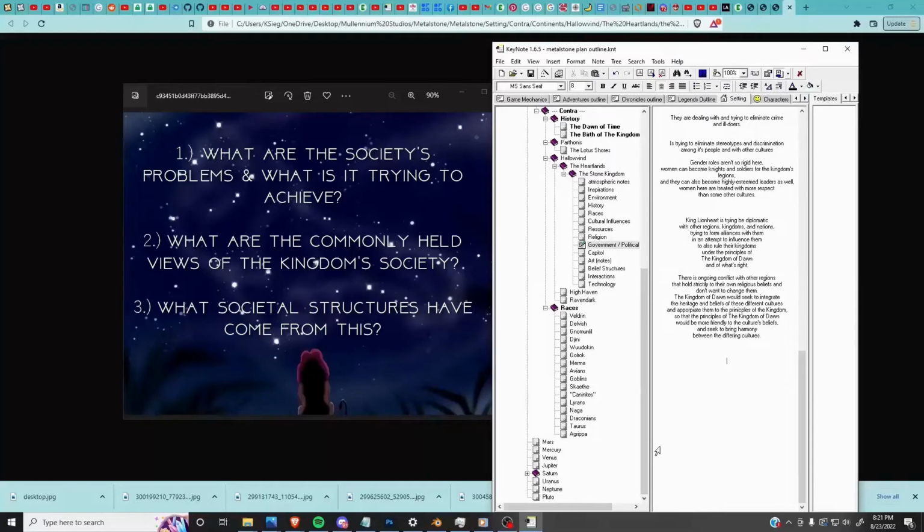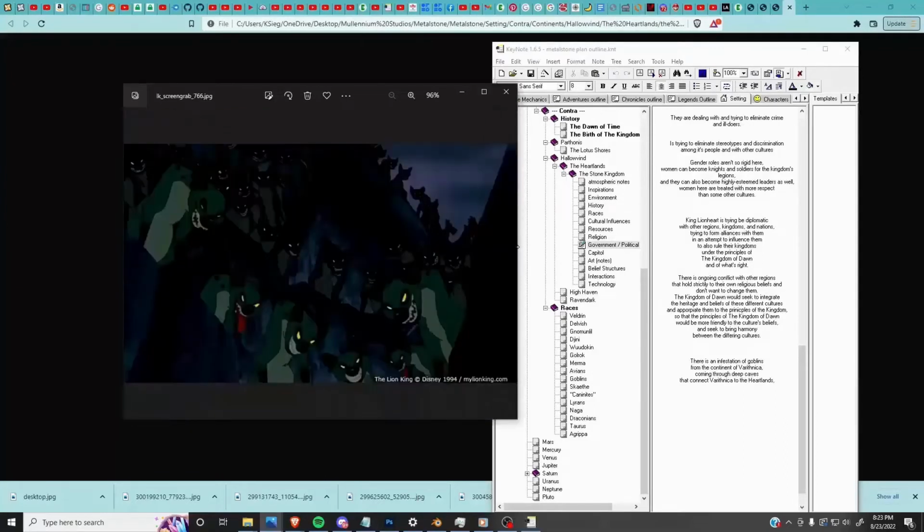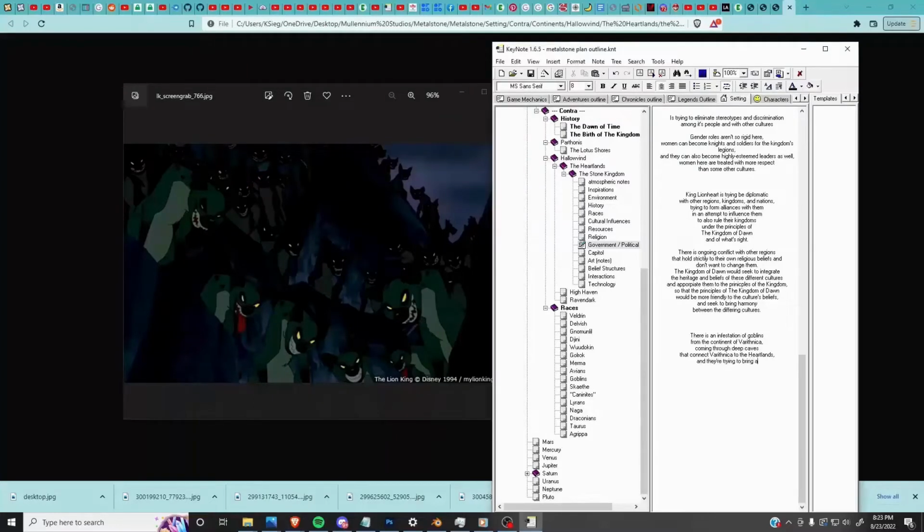Also, a problem that I was thinking this kingdom would be dealing with is an invasion of goblins from the continent of Varithnica, coming through deep caves that connect Varithnica to the Heartlands. They come from Varithnica in my story because these goblins are actually based off of the hyenas from The Lion King in a way. They kind of look similar and they do act pretty similar in their demeanor. And they're trying to bring a stop to these barbaric tribes.